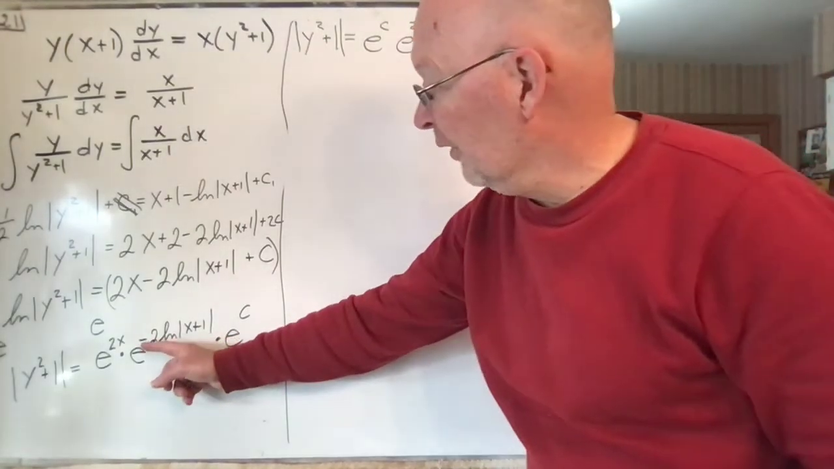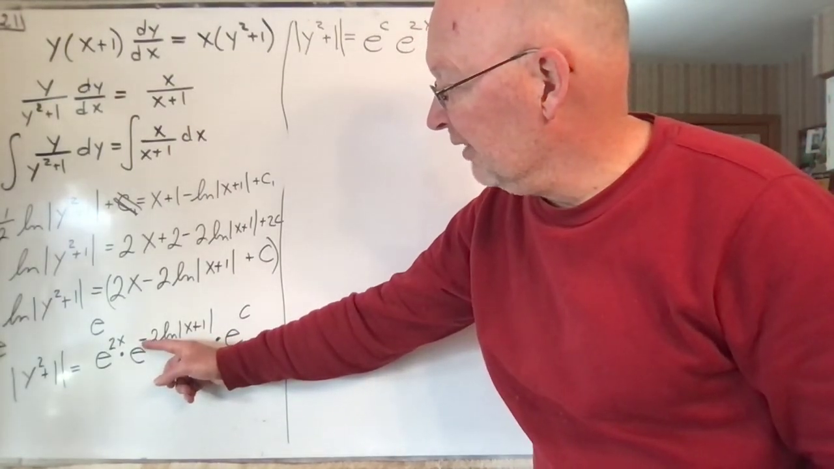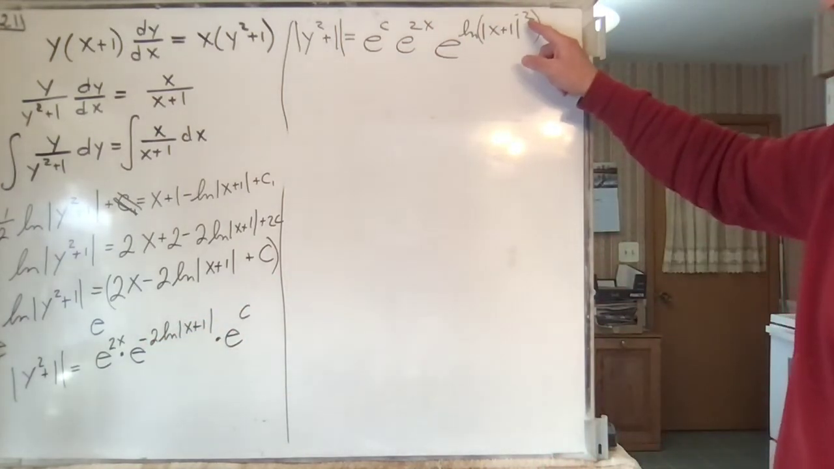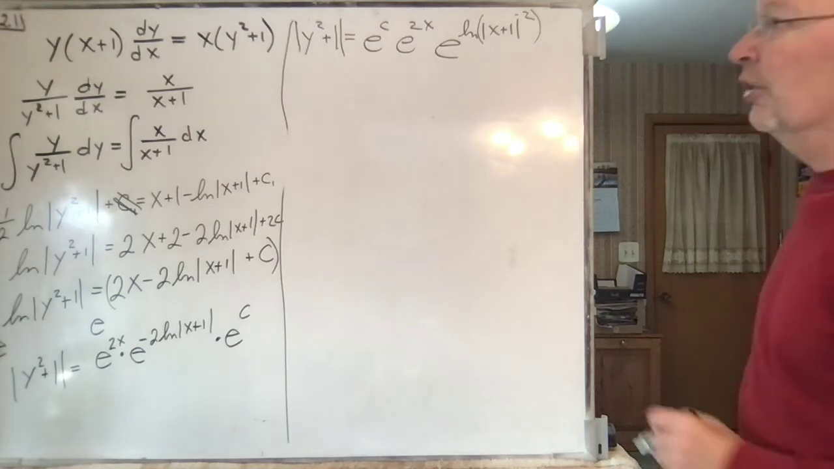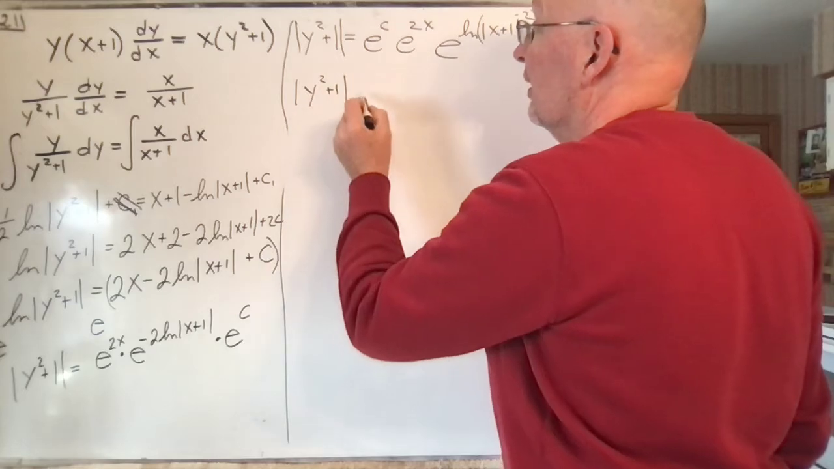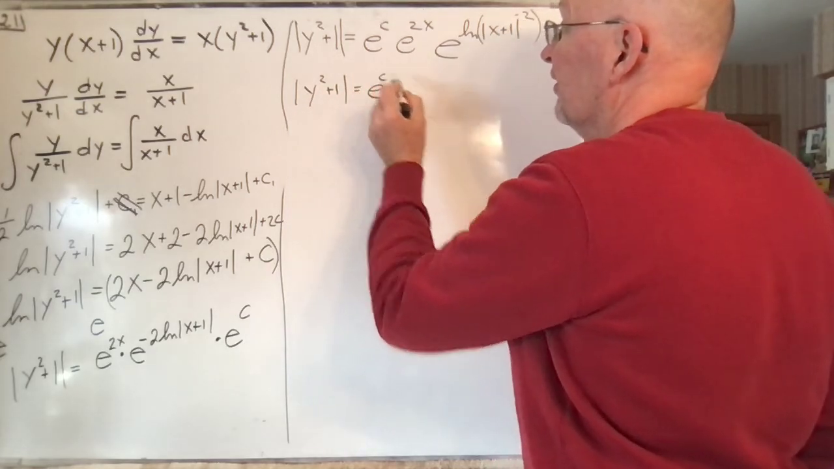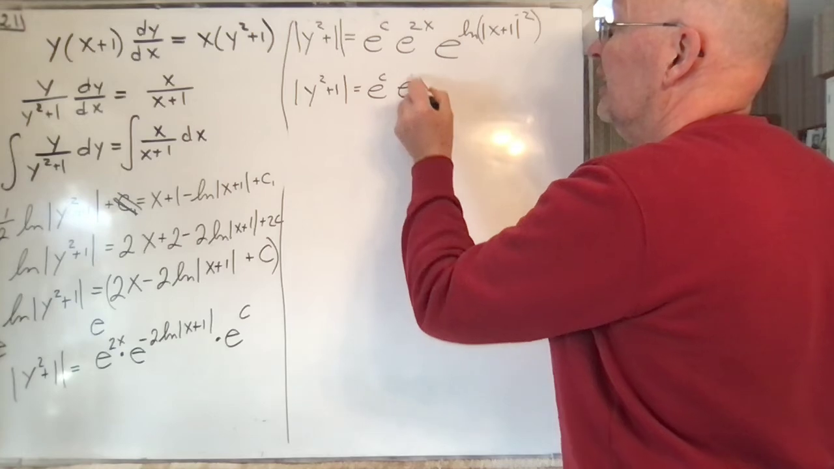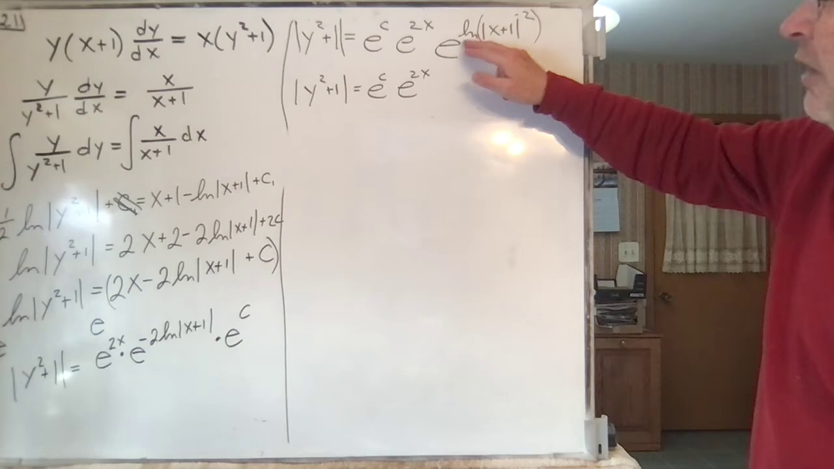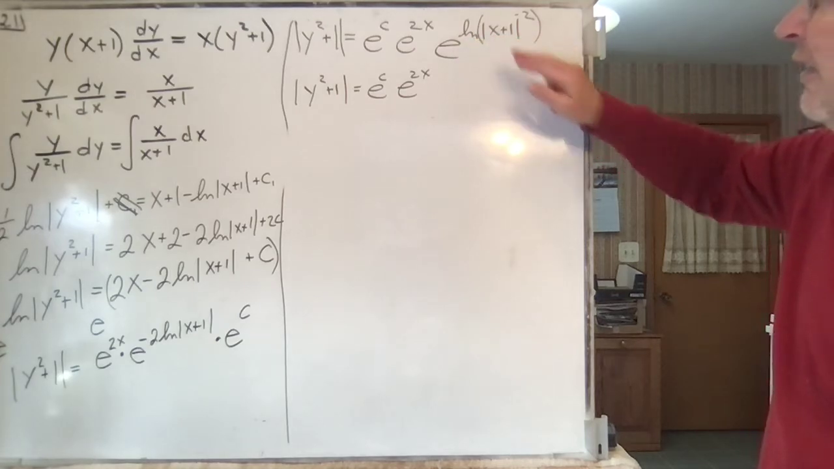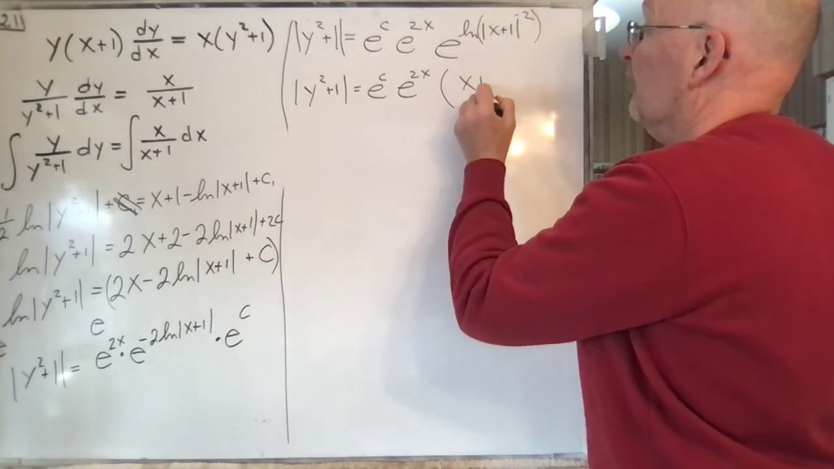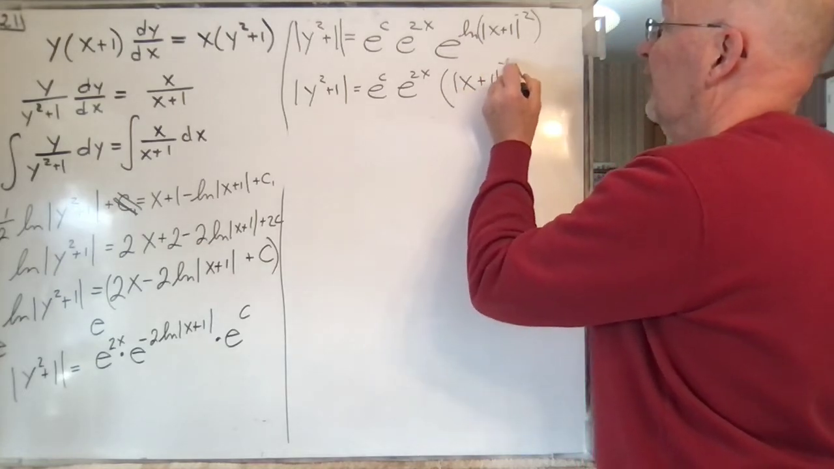You have a -2 out front. Again, what I did on the board last time, the previous lesson, you can bring this -2 up here and write it like this. And so what happens there now? I'm going to get y squared plus 1 is equal to e to the c, e to the 2x. And now e and ln undo each other. So e to the ln of anything, they just undo each other. So this is just going to be times the absolute value of x plus 1 to the -2 power.